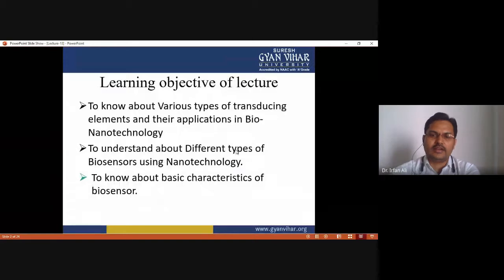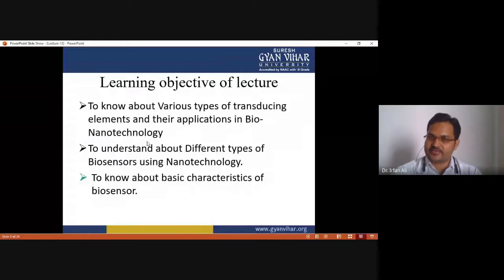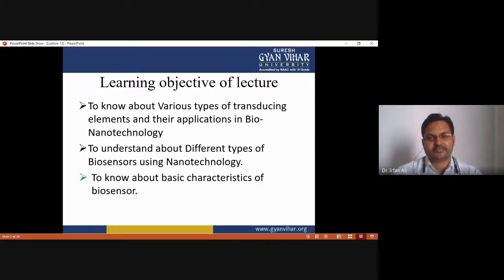The learning objectives of today's lecture are to know about various types of transducing elements that can be utilized for the development of biosensors, to understand the different types of biosensors using nanotechnology, and to know the basic characteristics of a biosensor, so that the efficiency or sensitivity of a biosensor can be enhanced by the use of these nanomaterials.